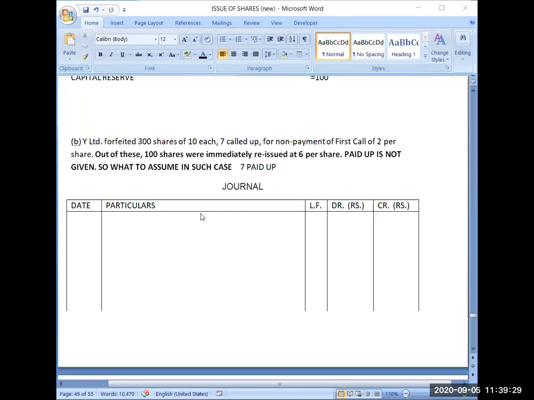Yesterday we were attempting this. If you feel any doubt in this question, you can ask. The answer was rupees 400. Capital reserve was rupees 400.